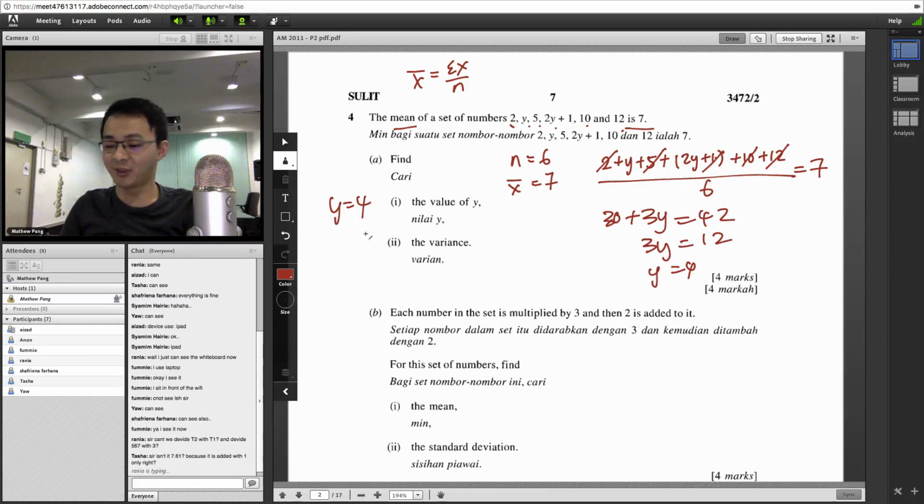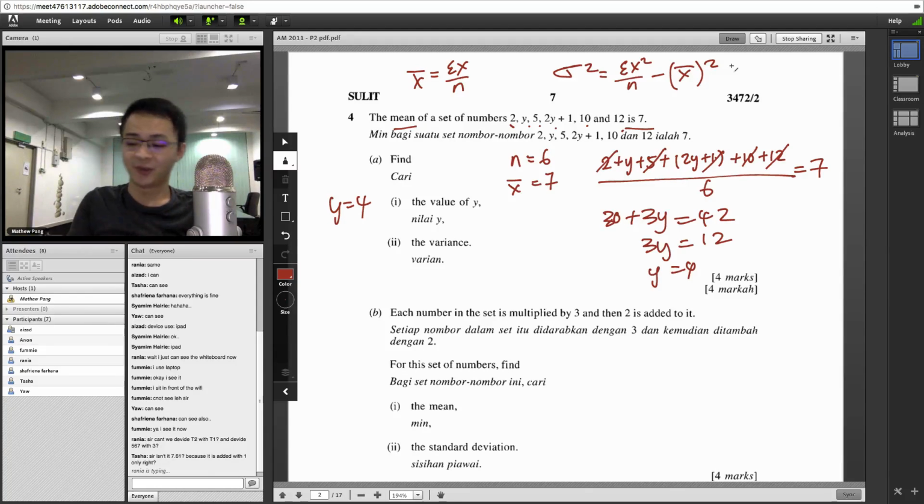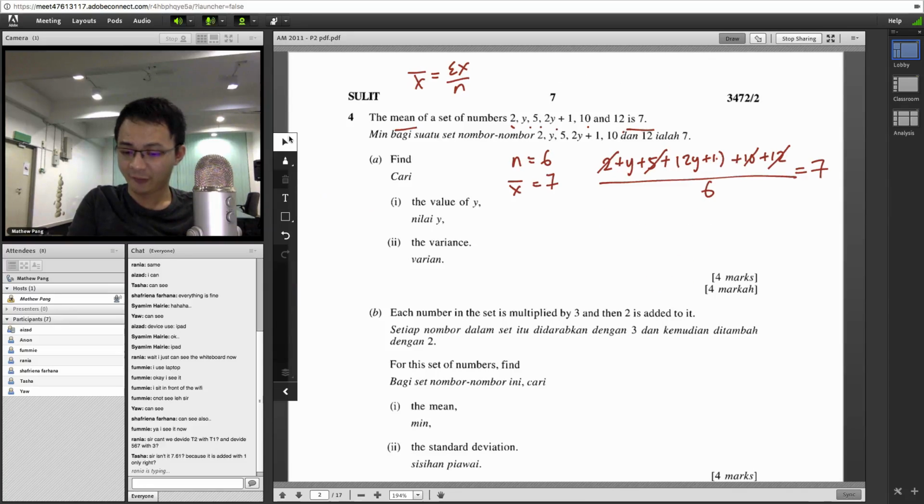And then the question asks me to find the variance. So of course you have to know the formula for variance. Variance basically is the sum of x squared over n, minus the mean squared. If you understand the formula for variance, then I am going to do this one very fast.